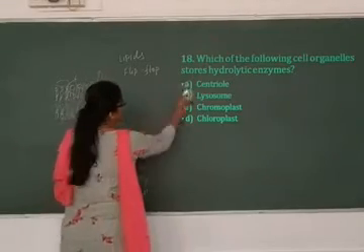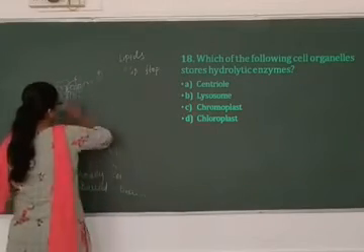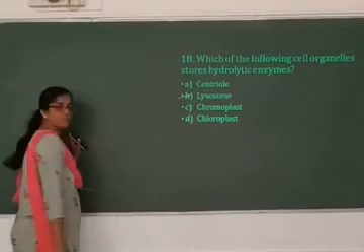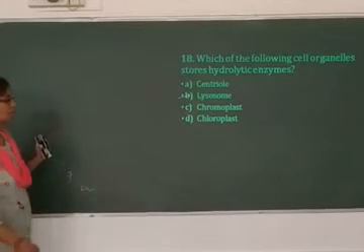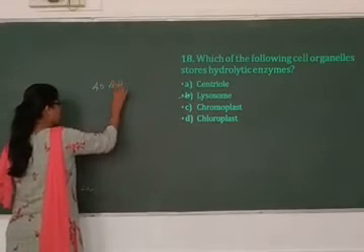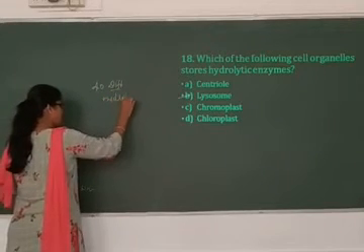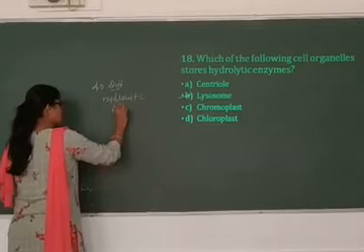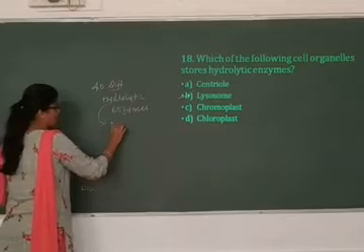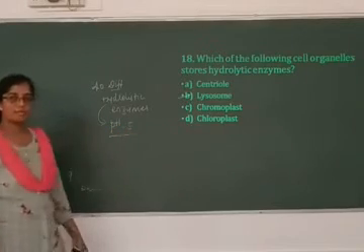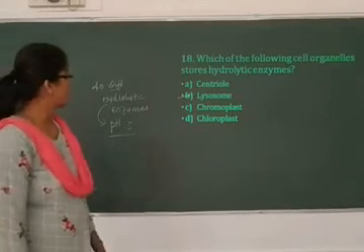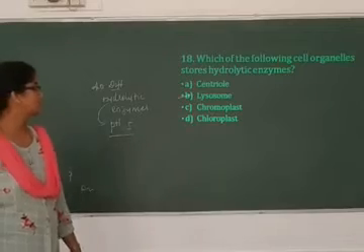Which of the following cell organelles stores hydrolytic enzymes? This I already explained to you. The lysosome is the answer. The lysosome contains around 40 different hydrolytic enzymes. They are very rich in hydrolytic enzymes, and these hydrolytic enzymes are active at pH 5, which is an acidic pH. Hence, they are also called acid hydrolases. So, lysosomes are rich in hydrolytic enzymes.